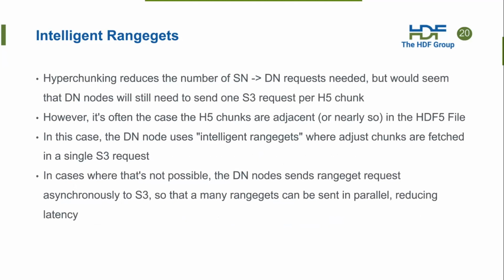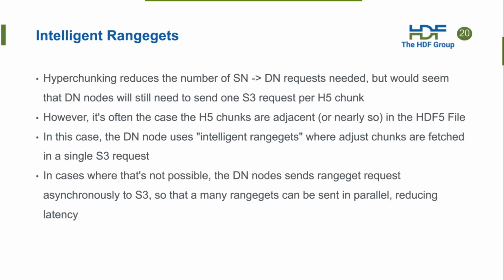But on the DN side, for a hyperchunk, the DN node is still doing a bunch of S3 requests for each of the H5 chunks. So it often happens, though, that within a file, recall that the H5 chunks for a hyperchunk are usually sequential chunk indices. And it often happens in the HDF5 file that these chunks are actually contiguous within the file space.